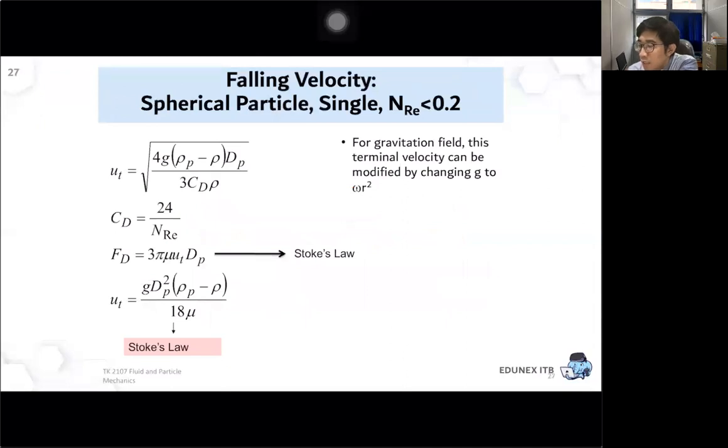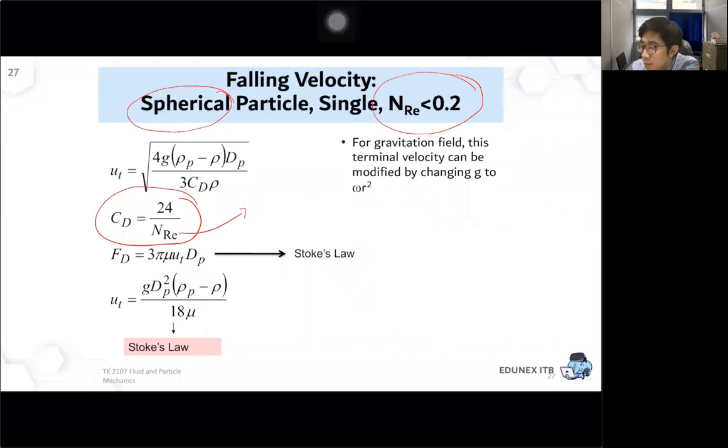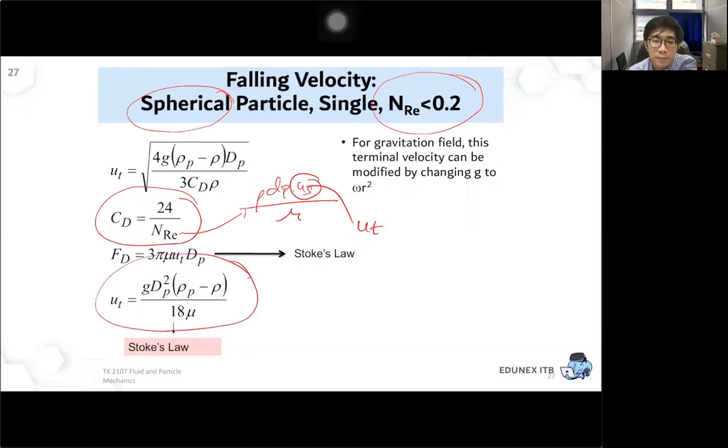Okay. Calculating terminal velocity can be simplified if the Reynolds number of particles follows certain values. For example, if the particles are spherical and the Reynolds number is very, very low, then the drag coefficient will be inversely proportional to the Reynolds number. This is this one, right? Then this one is the terminal velocity. Then you can get this equation. But it's only for the very low Reynolds number.